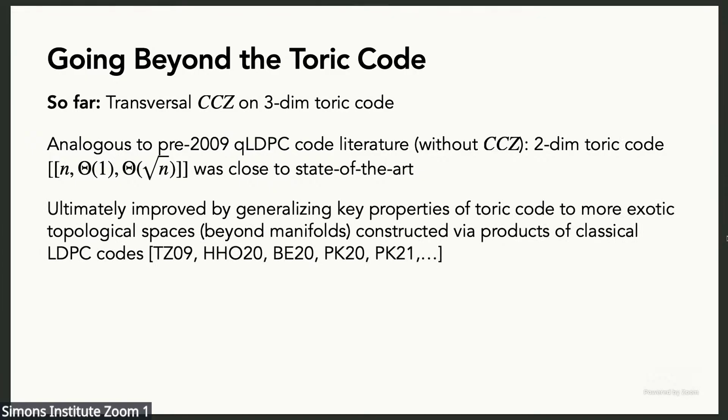And people ultimately found out how to improve this by generalizing key properties of the toric code to more exotic topological spaces, things that are not just obtained by tiling manifolds. And these exotic topological spaces were specifically constructed by taking classical LDPC codes and then taking products of them to get higher dimensional topological spaces. So as far as I'm aware, the first instance of this was maybe the hypergraph product codes by Tillich and Zémor, which are just tensor products of classical LDPC codes. And then this beautiful line of work recently improved parameters all the way up to getting these asymptotically good quantum LDPC codes.